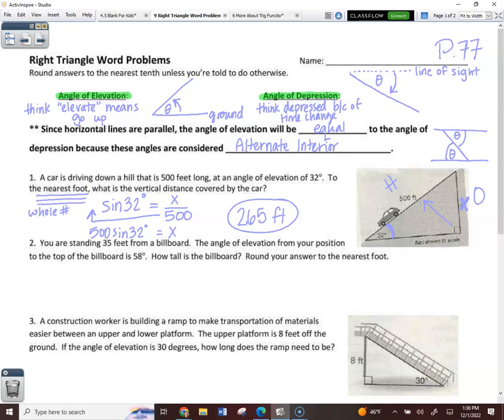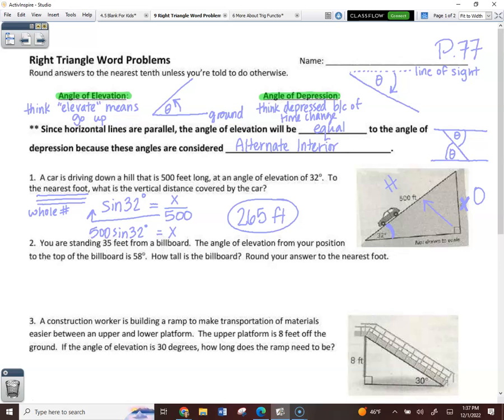Alright, you're standing 35 feet from a billboard. The angle of elevation from your position to the top of the billboard is 58. How tall is it? I want you right now to draw a picture and label it with that information they just gave. And then let's see if we draw the same picture. Now, am I actually asking you to draw a billboard? No, I'm asking you to draw a right triangle. It might help to label where you are, where the billboard is.